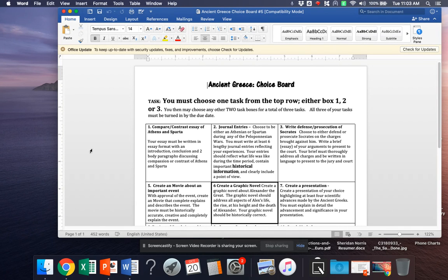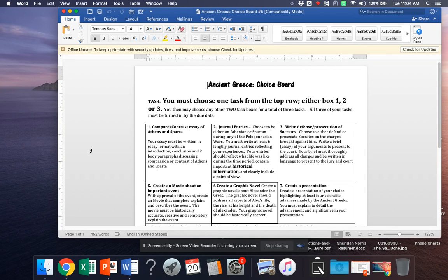So again, either choose to defend or prosecute, write a brief, and that's just what a lawyer calls it, but it's an essay of your arguments to present to the court. Your brief must thoroughly address all the charges and be written in the language to present to the court and the jury. So that's what I would be looking for, like, members of the jury, I'm here to defend Socrates. You need to make sure you know all the things that he's being charged with and what the outcome was.